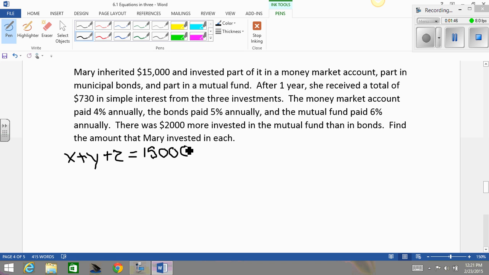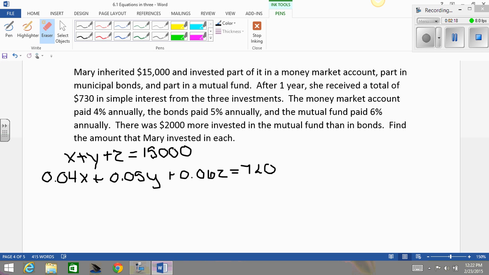The next thing I need to look into is that I earned $730 worth of interest in these investments with my interest rates. So I'm going to put in my interest rates. 4%, we know we have to write as a decimal, 0.04x, plus 5%, 0.05y, plus 6%, 0.06z, and that's going to give me a total of $730. So there's a second equation.